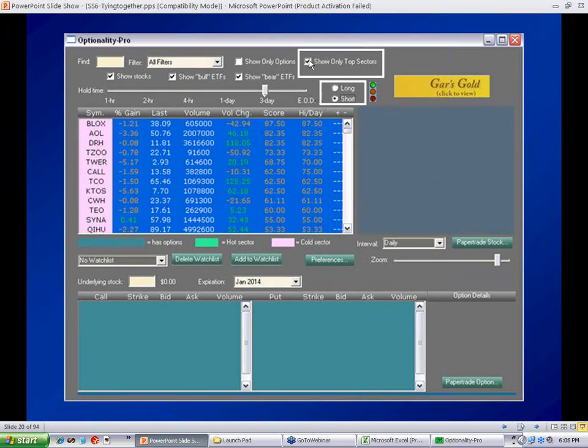You can also click this checkbox you see up there that says show only top sectors. That means that you don't want to see anything in the list except the hot and cold sectors. And of course, those will show depending on whether you have long or short selected.